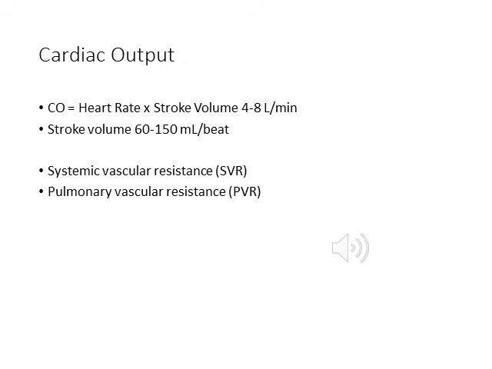So remember that preload is the volume within the ventricle at the end of diastole. It's actually the stretch, but the stretch is caused by the volume within the ventricle at the end of diastole. The pulmonary artery occlusion or wedge pressure reflects this in normal conditions. Diuresis and vasodilation decrease preload, whereas fluid administration will increase preload.